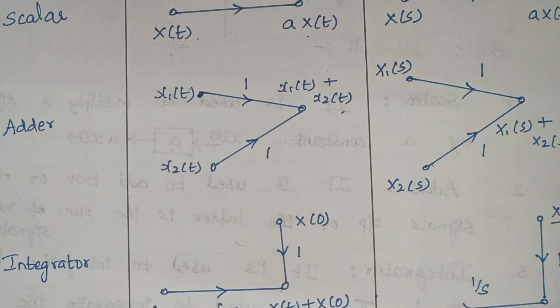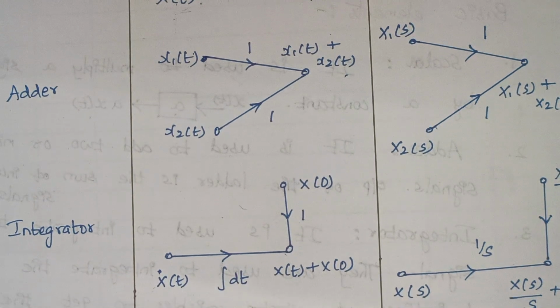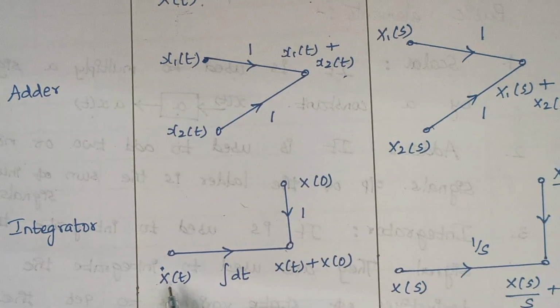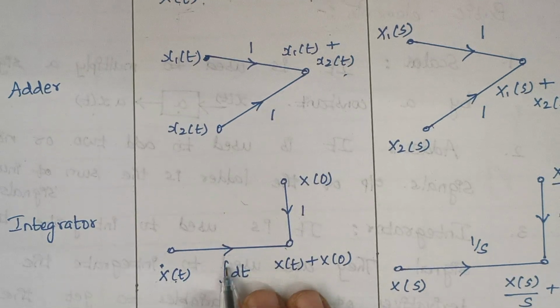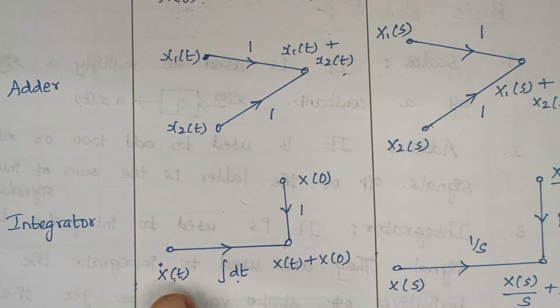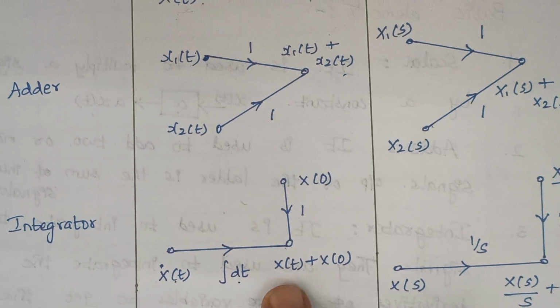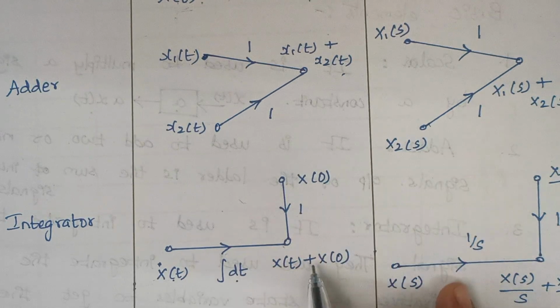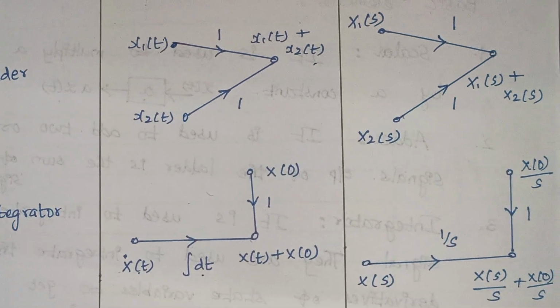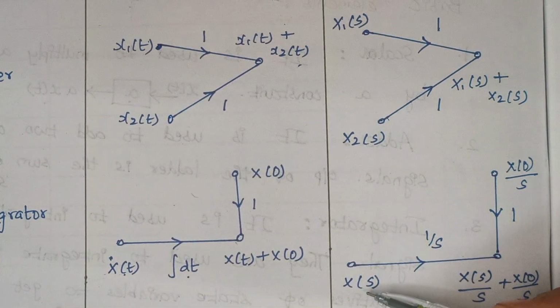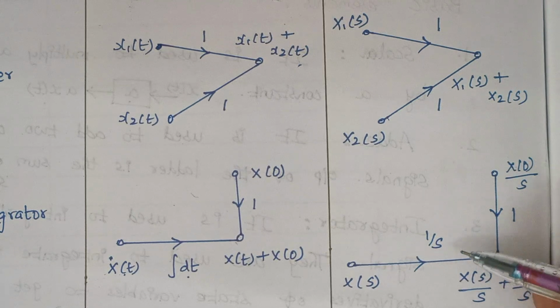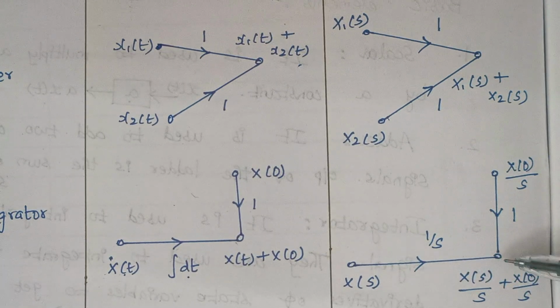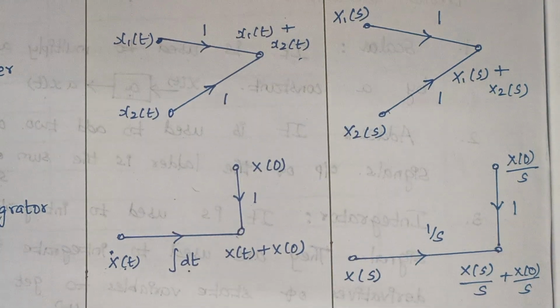And the third one is integrator. So here the same thing happens. You see here we are having x dot of t and here integration takes place. So when x dot of t is integrated, what happens? The output is simply x of t, right? And here we are having x of 0, so plus x of 0, right? And the next thing is again you see x of s, right? So since in time domain here we are introducing 1 by s, so 1 by s. So here the output is x of s by s and here plus x of 0 by s, right?